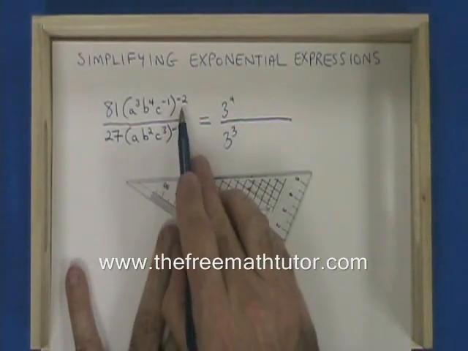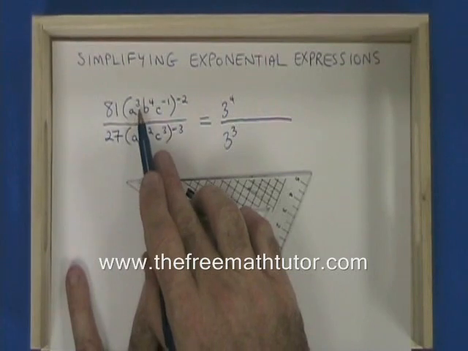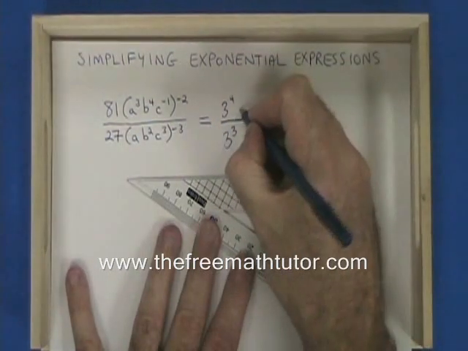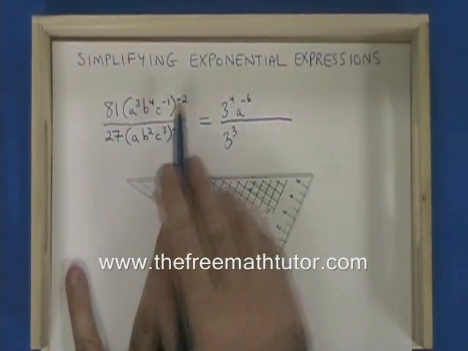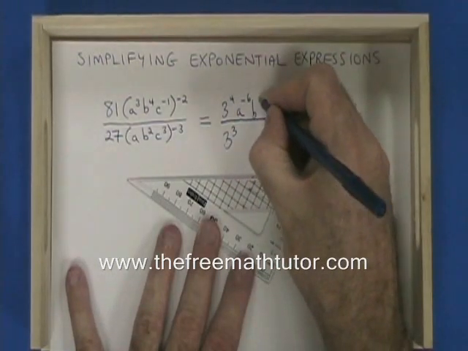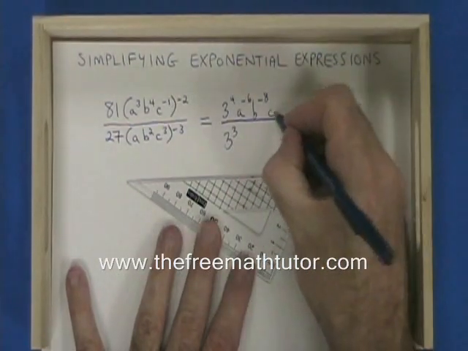Now I'm going to apply this exponent negative 2 to the contents of the bracket. A to the power of 3 to the power of negative 2 is a to the negative 6. B to the power of 4 to the power of negative 2 is b to the negative 8. C to the negative 1 to the negative 2 is c squared.